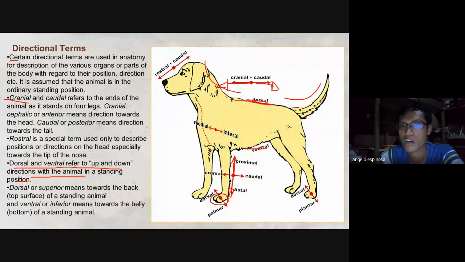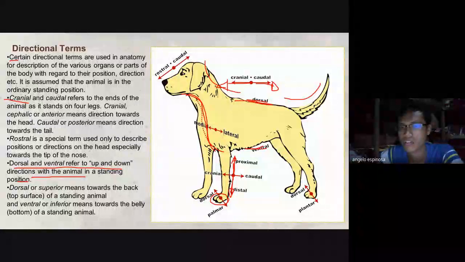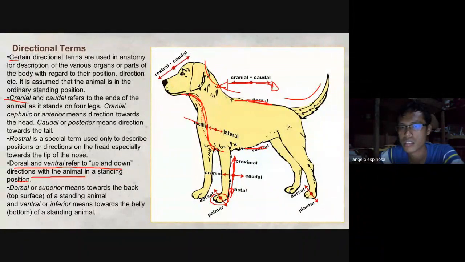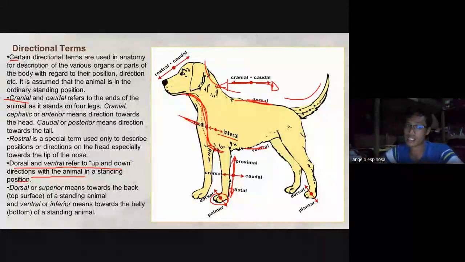And then you're going to have it during your directional terms in veterinary. So this is what we call medial, sa gitna, no? Pag i-half siya sa gitna, this is medial. And lateral is, that is the right or left side. Okay?